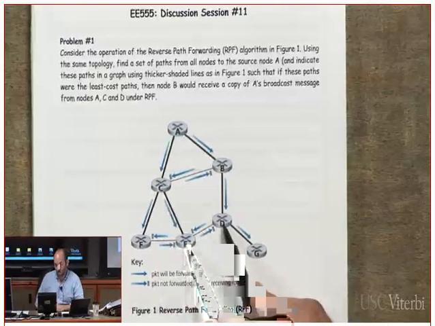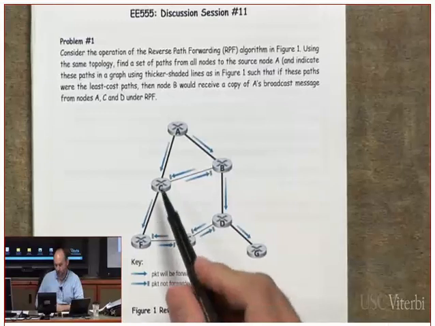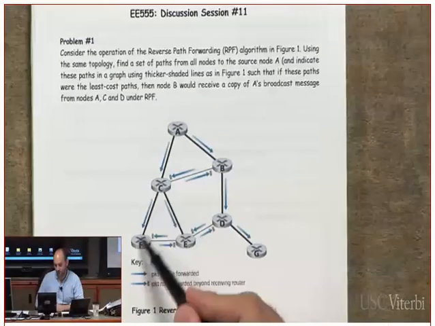Where is the parenthesis closing over here? And indicate the paths in the graph using thicker shaded lines as in figure 1, such that if these paths were the least cost path, then node B would receive A's broadcast message from nodes A, C, and D.